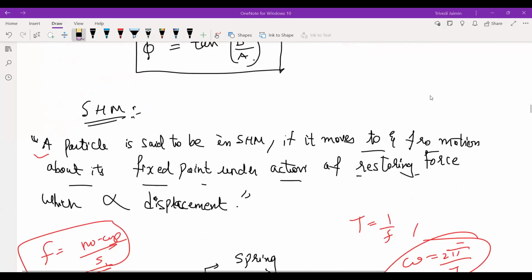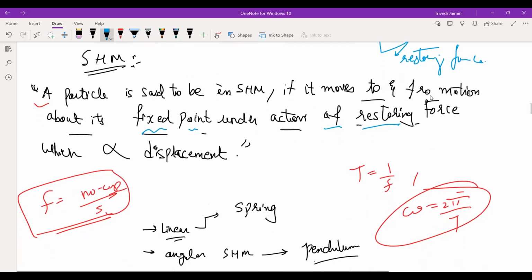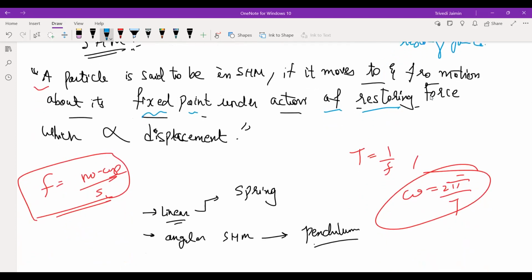A particle is said to be in simple harmonic motion if it is moving with to and fro motion about its fixed position, under the action of a restoring force. Frequency is the number of cycles per second.